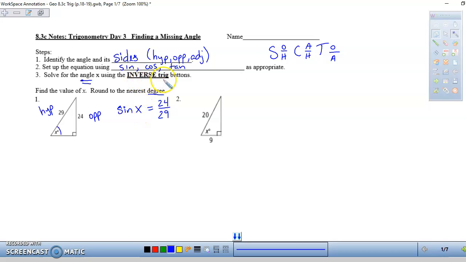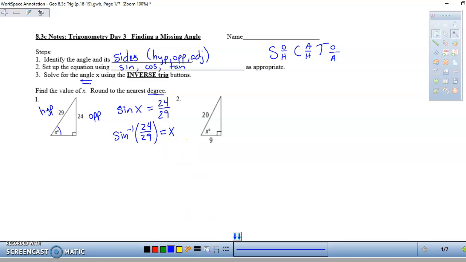So that's why we need a different button to help us. That's where inverse trigonometry comes in. Because you can't plug in sine of x into your calculator, you're going to use what's called the inverse sine. The inverse sine has a little -1 above it. So what you do is you do the inverse sine of the fraction. That is what you can plug into a calculator, and that is going to be equal to x.